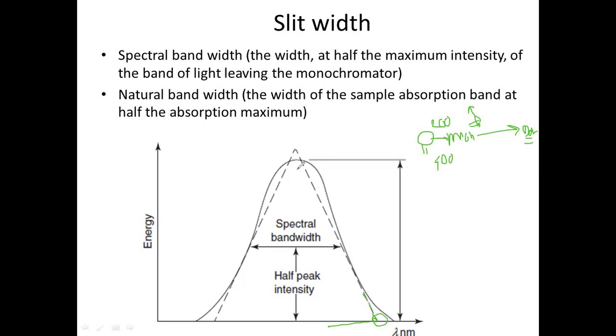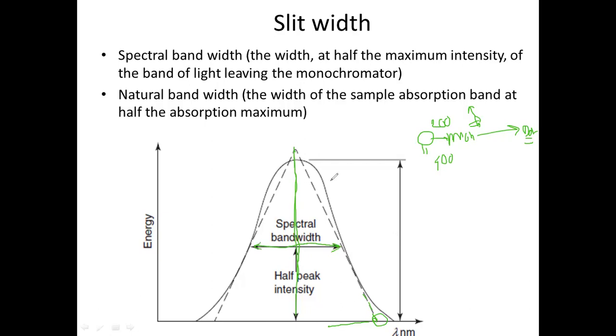Now when you take into consideration the height of this peak, this peak is obtained by measuring the intensity of the light which is leaving the monochromator, without a sample cell. Now at half of this peak height, whatever width you get is going to be the spectral bandwidth. So you call this the spectral bandwidth.